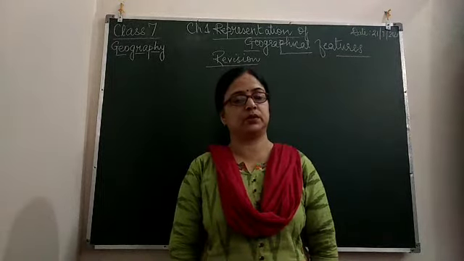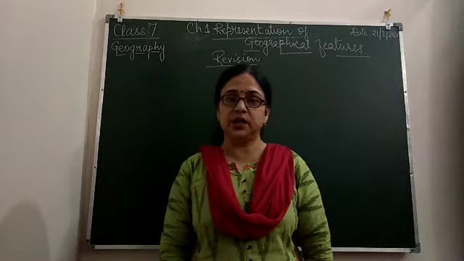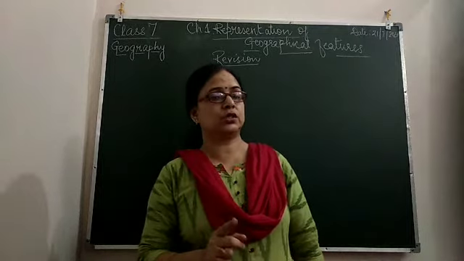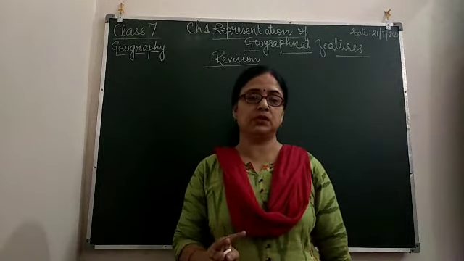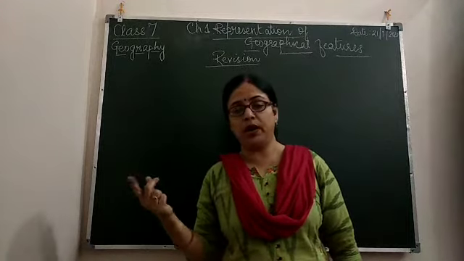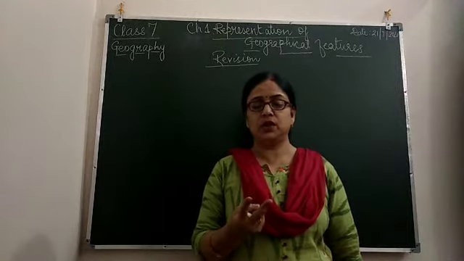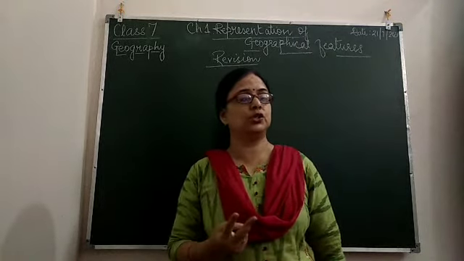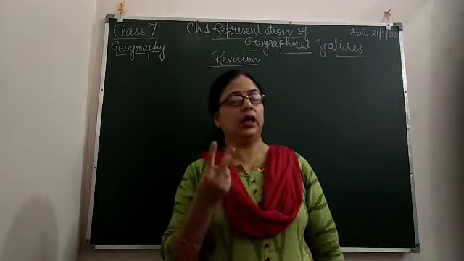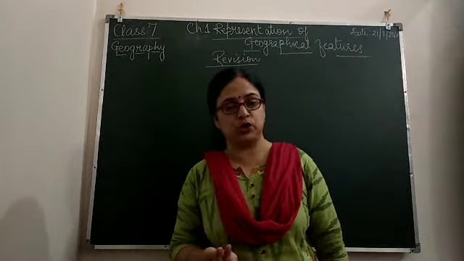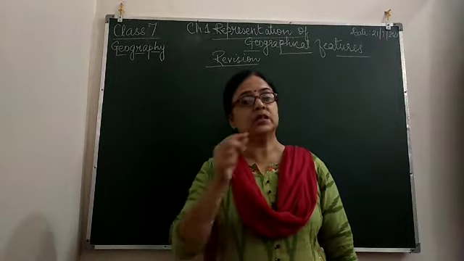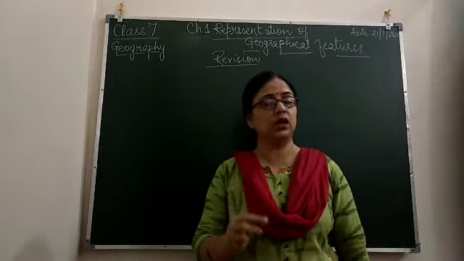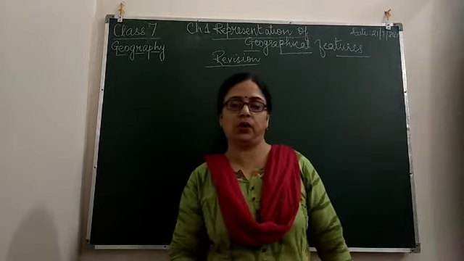There are two chapters. The first one is the representation of geographical features and the second is the atmosphere. Questions will be asked from these two chapters, not from the chapters on Australia or Antarctica. The questions will be multiple choice based. A sentence will be given to you with options, and you have to choose the correct option and click on it.